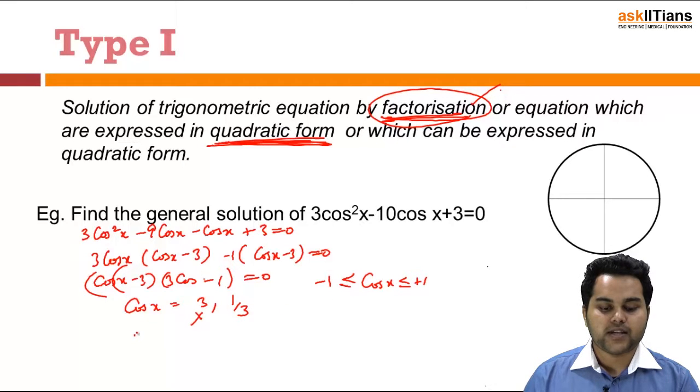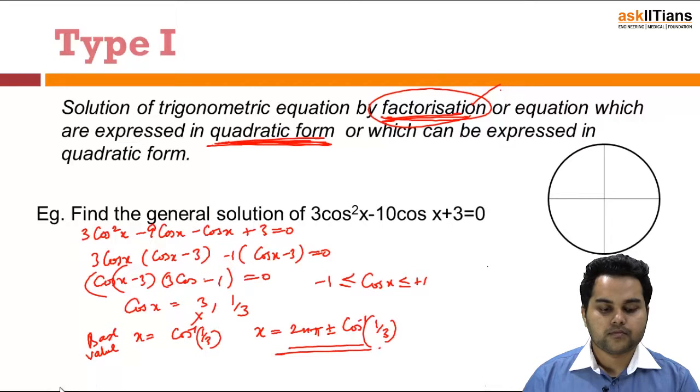Hence the base value for x would be cos inverse 1 by 3, and my general solution would be x is equal to 2n pi plus minus cos inverse 1 by 3. And this would be the general solution to this equation. Moving on to the next type now.